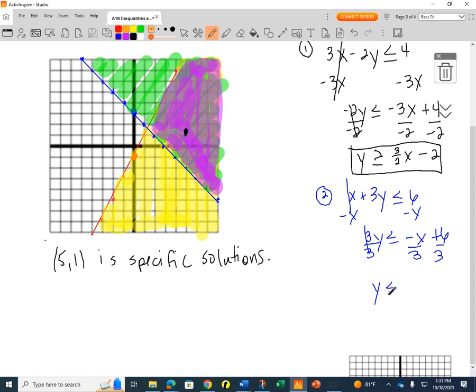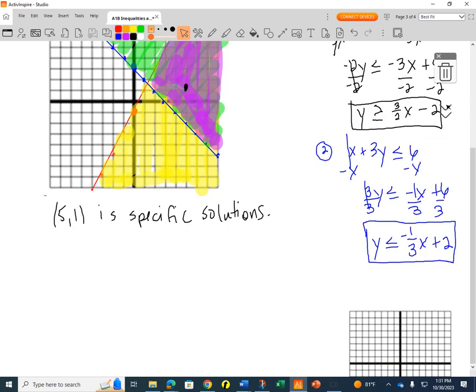If you don't see that, that's a 1. So I'm going to rewrite that as negative 1/3 x. 6 divided by 3 is positive 2. So that is our second inequality that we will be graphing as part of our system. Same two inequalities, just written in a different form. And they have to be in this form in order for us to graph them.